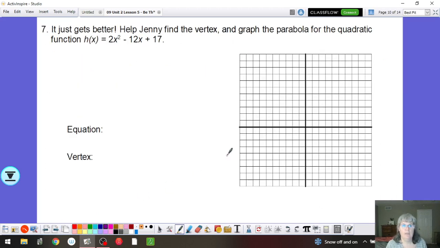Number 7. Just gets better. This time we've got a coefficient in front of x squared. So we need to help Jenny find the vertex for this one. Again, we're going to complete the square, and we can do this with 2 blocks.